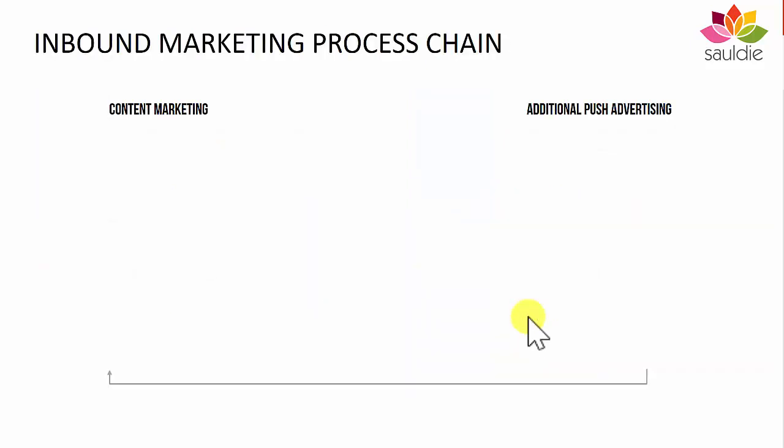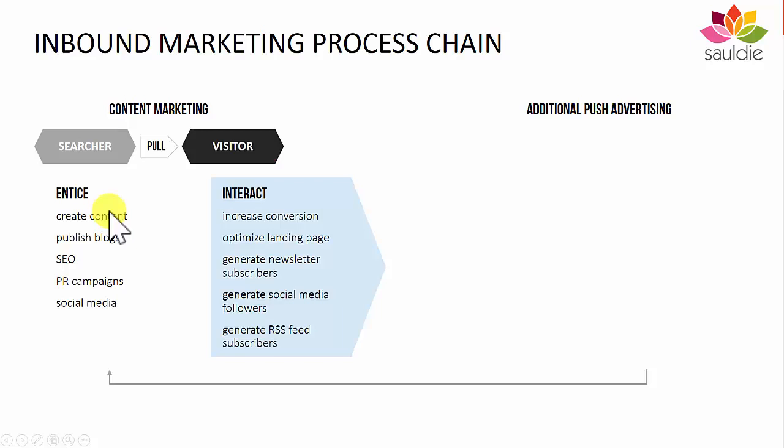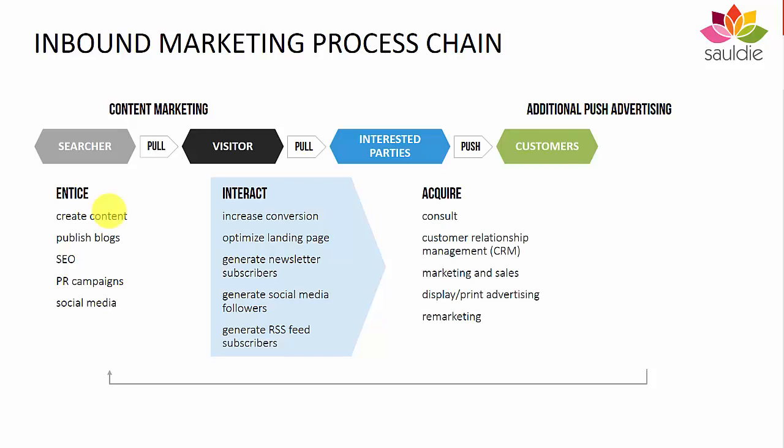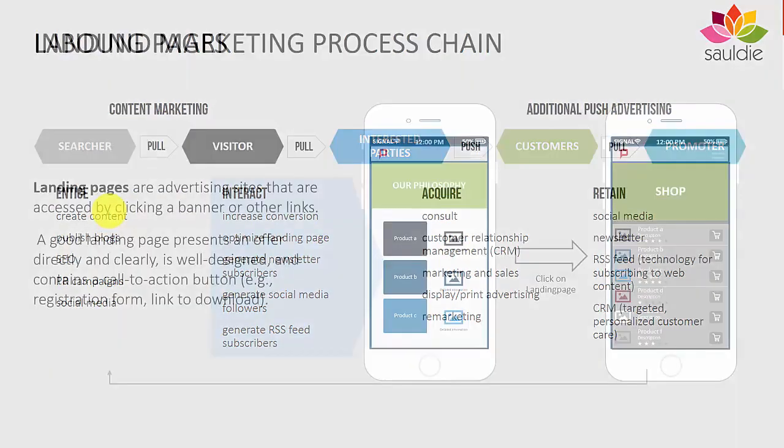So talking about an inbound marketing process chain, we should think about content marketing and additional push advertising. The first thing is that the searcher has to be served with content, blogs, SEO, social media. Then he becomes a visitor. And for that, we can increase our conversion. We can learn how to optimize the conversion rate with landing page optimization. We can generate new subscribers for our newsletter. And then we start acquiring interested parties. So we could start connecting them with our CRM. We could do remarketing. And from these customers, we make them our promoters, so they can use social media to talk about our products and services.